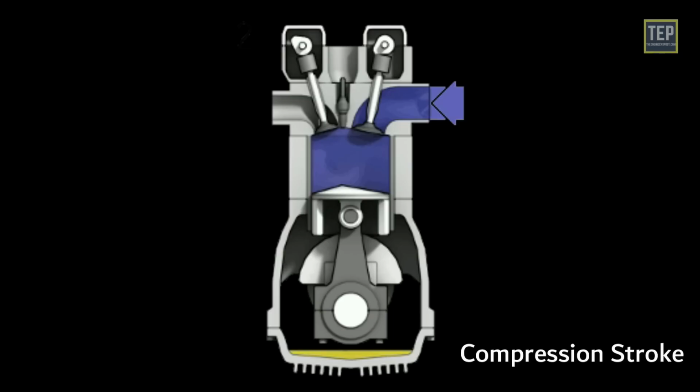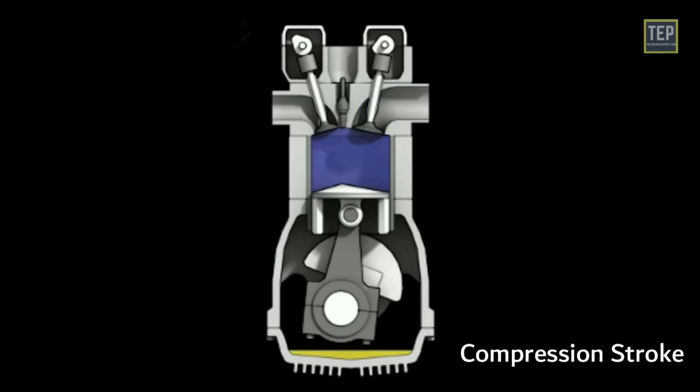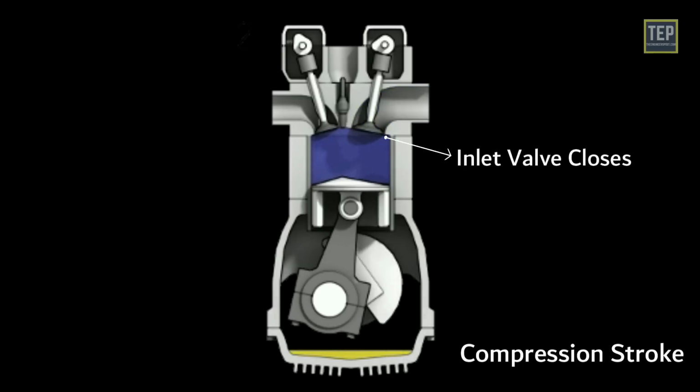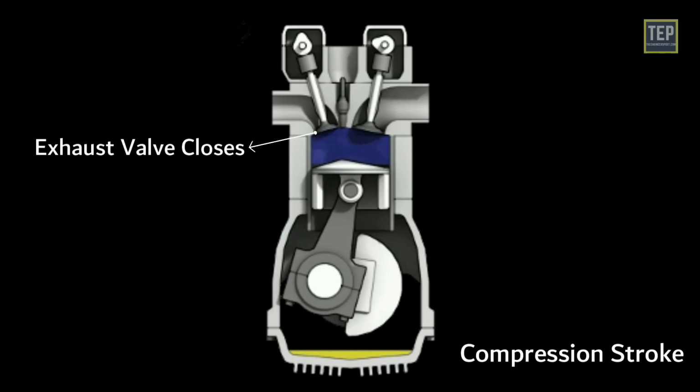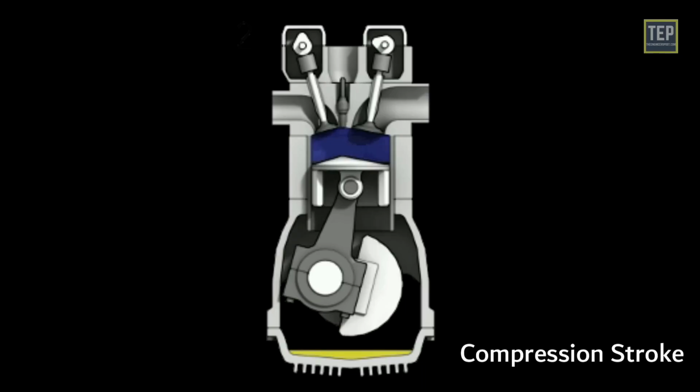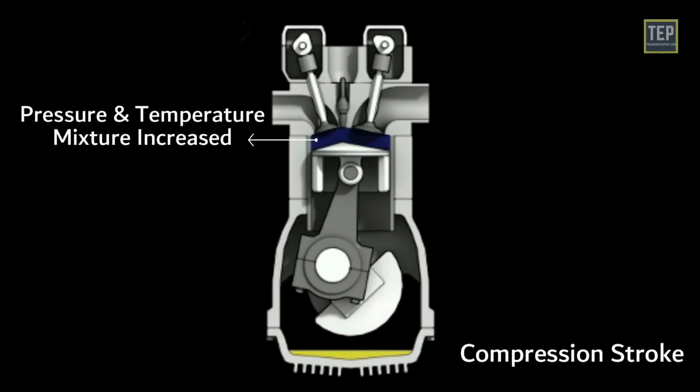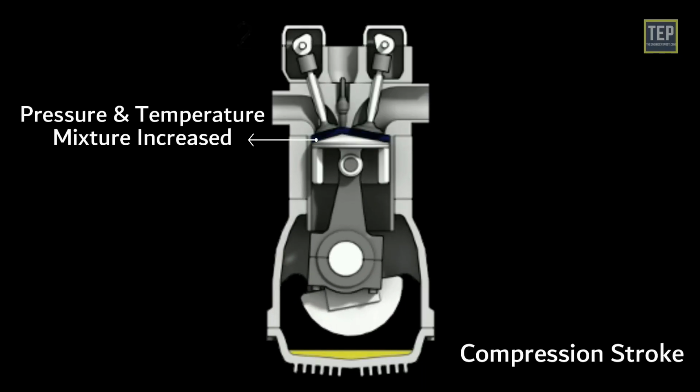Compression stroke. The piston moves up after the intake stroke, the inlet valve closes when the piston moves upward, and the exhaust valve also remains closed. The piston compresses the fuel-air mixture by pushing it upward into the clearance space at the top of the cylinder. The pressure and temperature of the mixture increase during compression.